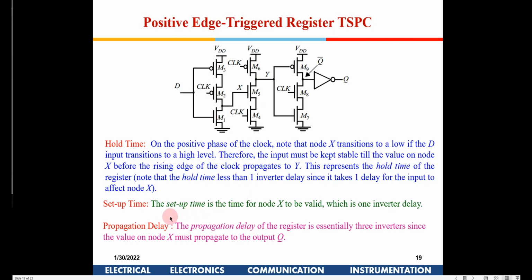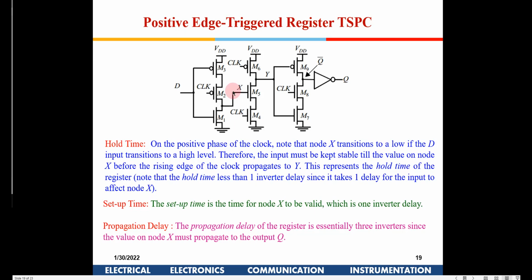Okay. What about the setup time? Now for the setup time, when the clock is going high, that is the time X has to be stable here, right? So D has to get transmitted from here to here. So before the clock goes high, this D has to reach the point X. So the setup time is also 1 inverter delay.